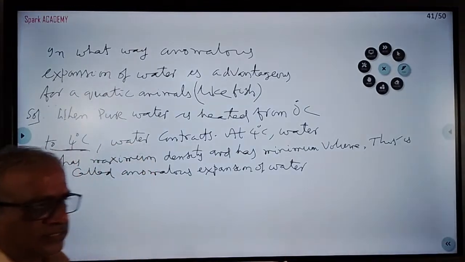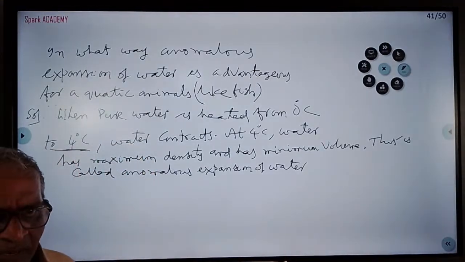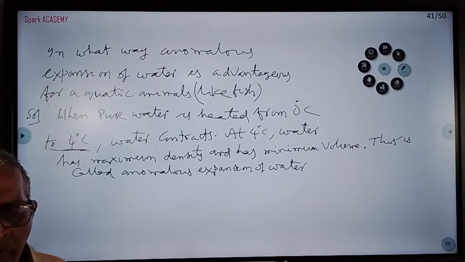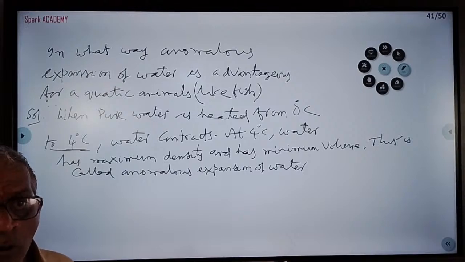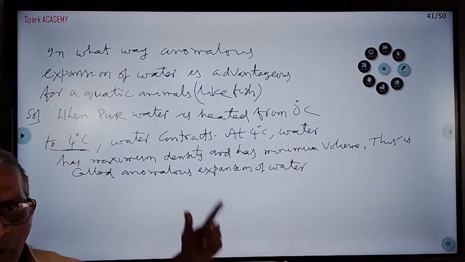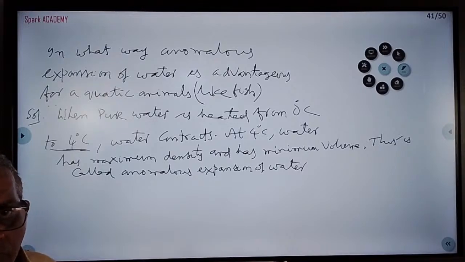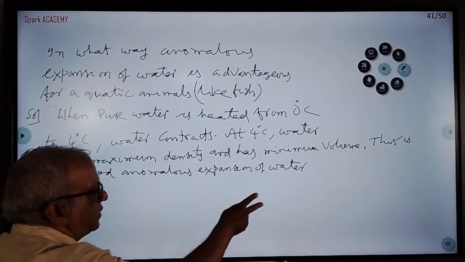In cold countries, not in our countries. In cold countries, what will happen? Very cold season will be there. In winter, lakes may be frozen because the temperature goes below zero. Then without water, how do aquatic animals survive? That is the peculiarity. That is called the biological application of anomalous expansion of water. I am going to explain on the next page.